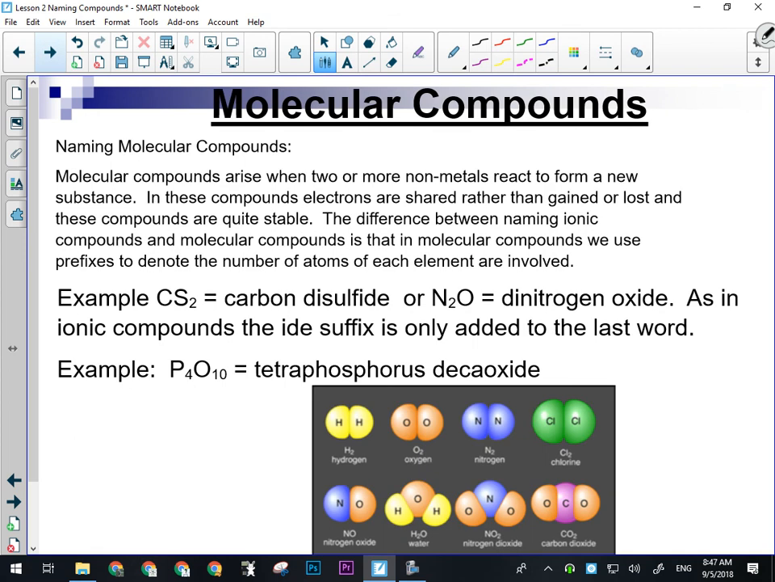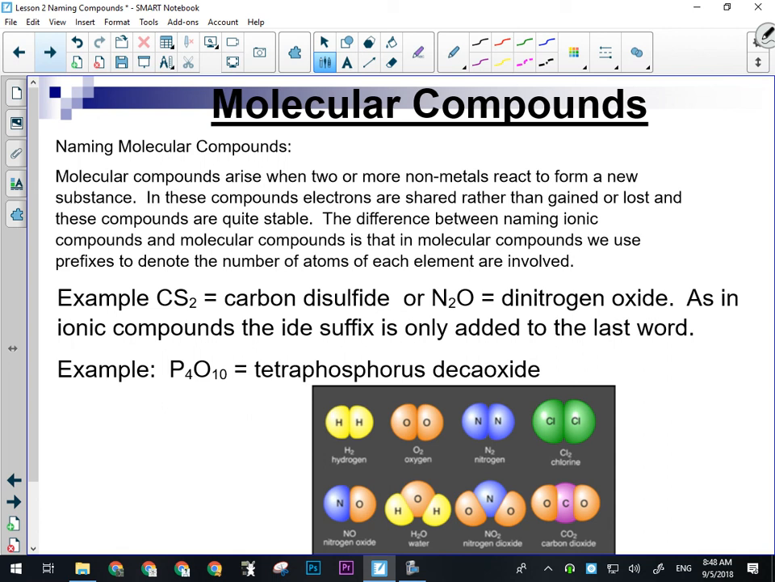Okay, when we name molecular compounds, things are a little bit different, right? We name them from left to right according to the formula. Whatever atom or element appears first, we name it first. Whatever element is second, we name it second. We change the ending of the second element to "ide," right? That still holds up, so it's still going to end in "ide."